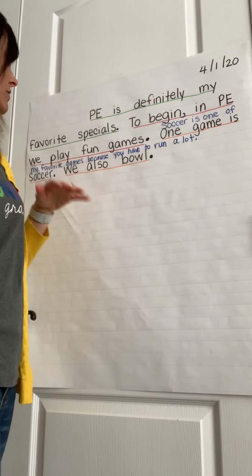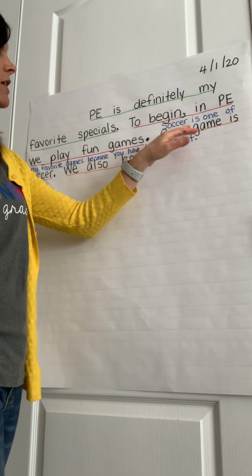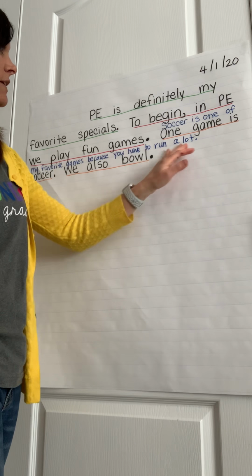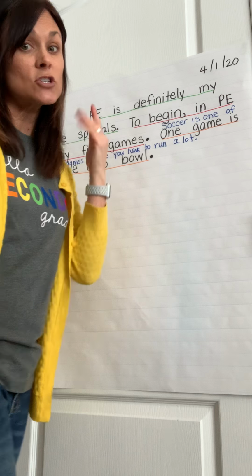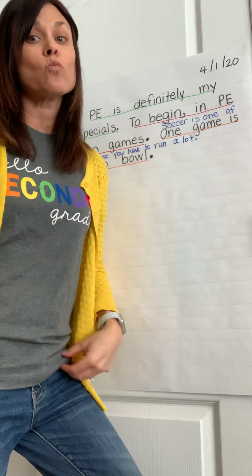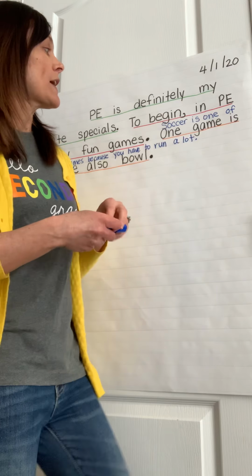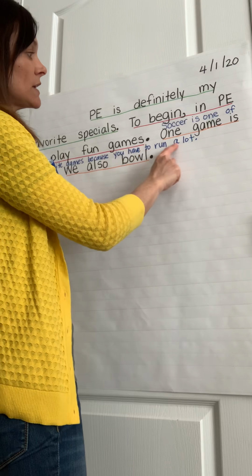So one game is soccer. I just stated the game of soccer, but my detail is going to go a little further. Soccer is one of my favorite games because you have to run a lot. So I said soccer is one of my favorite, but then I didn't just stop there. I also gave a reason why it's one of my favorite, because I like to run. So I said because you have to run a lot. So that's my revision sentence. This is the detail sentence I'm going to want to keep.